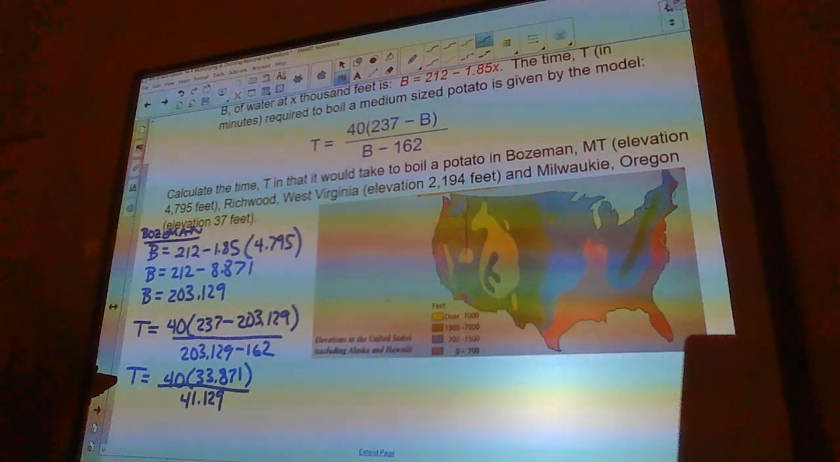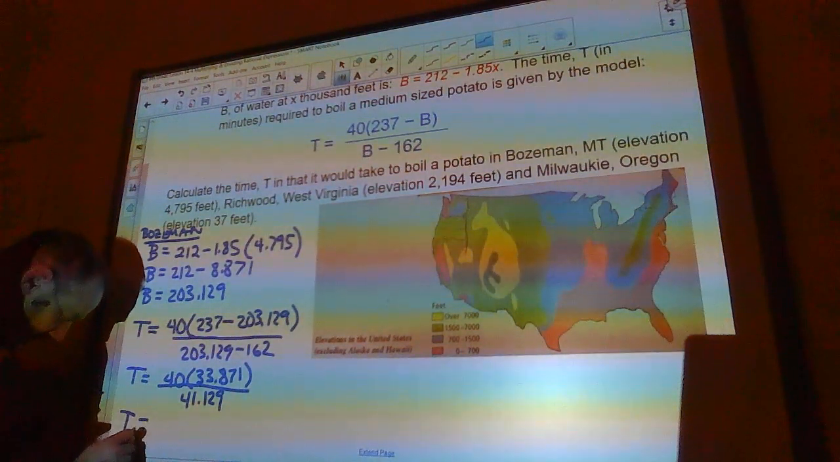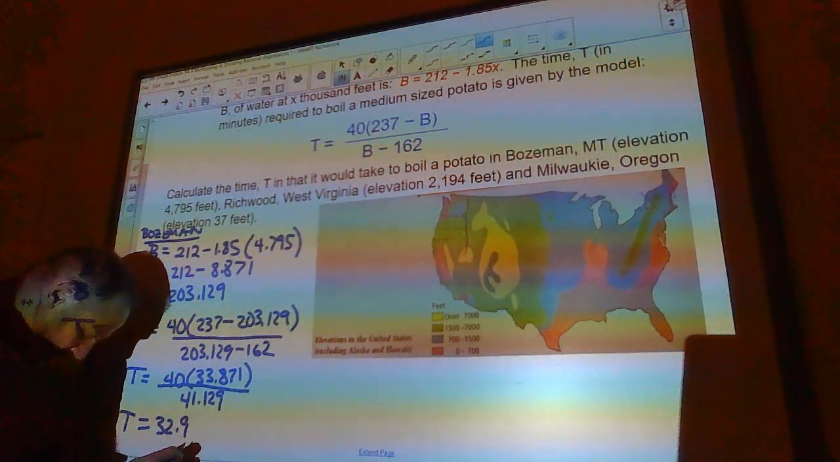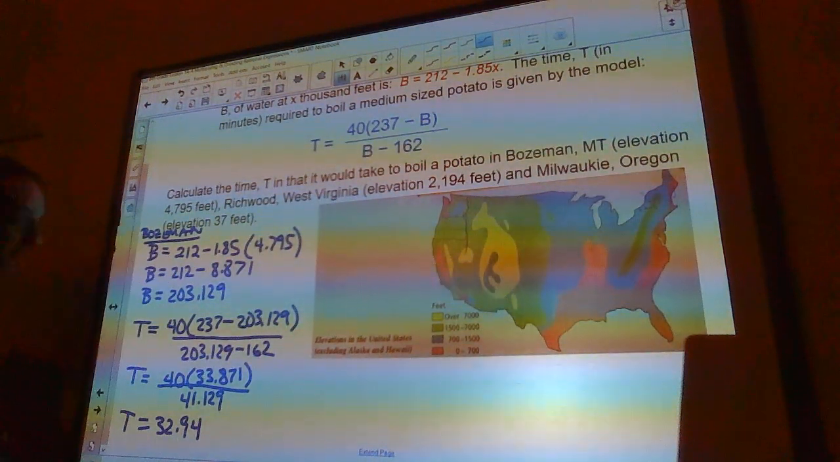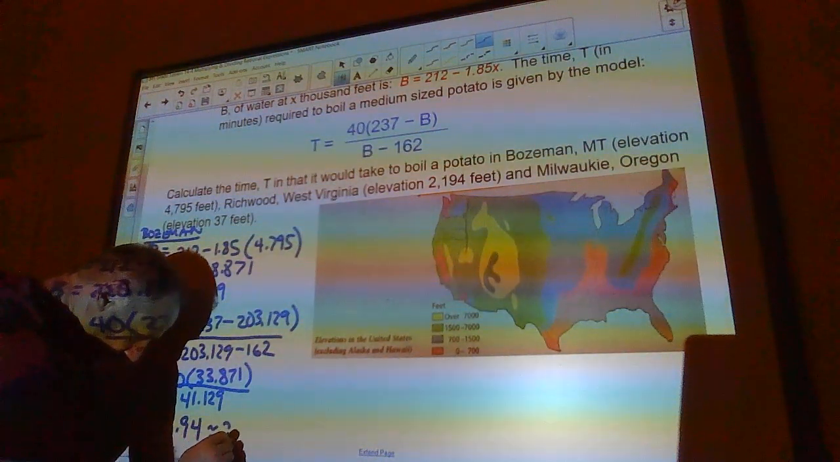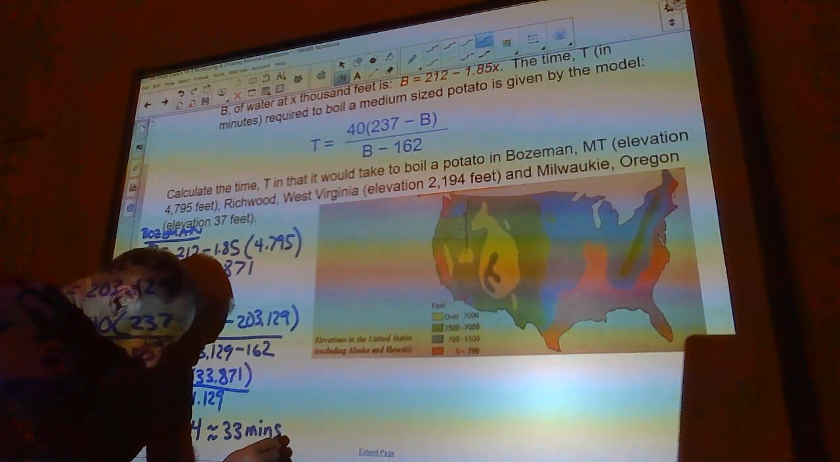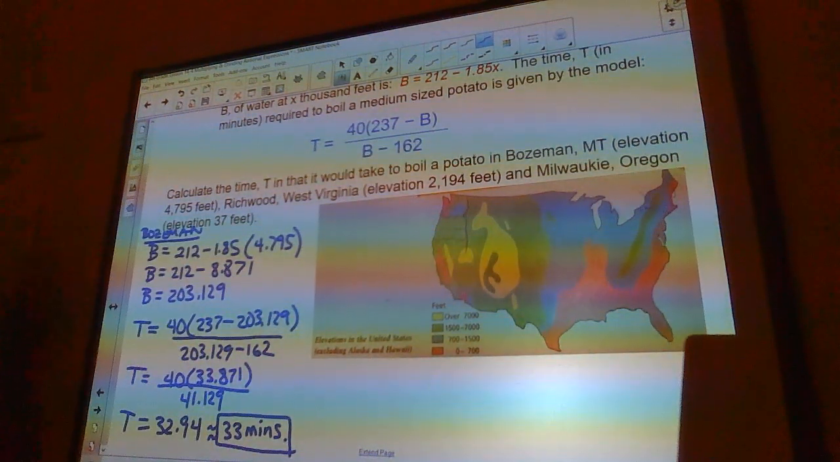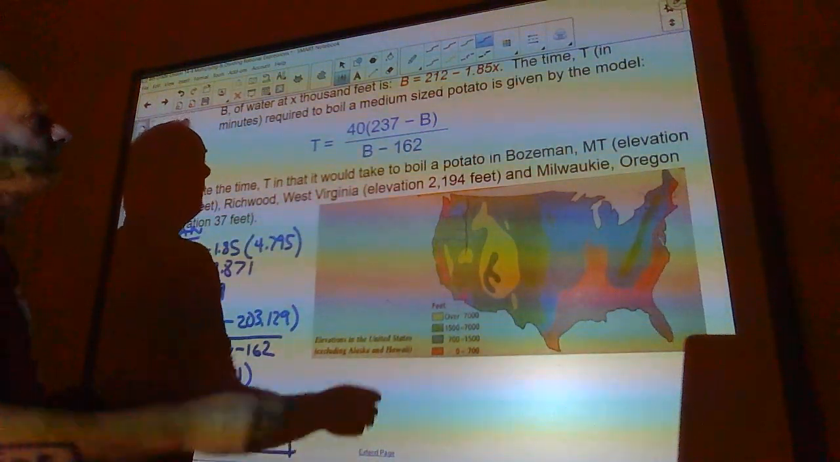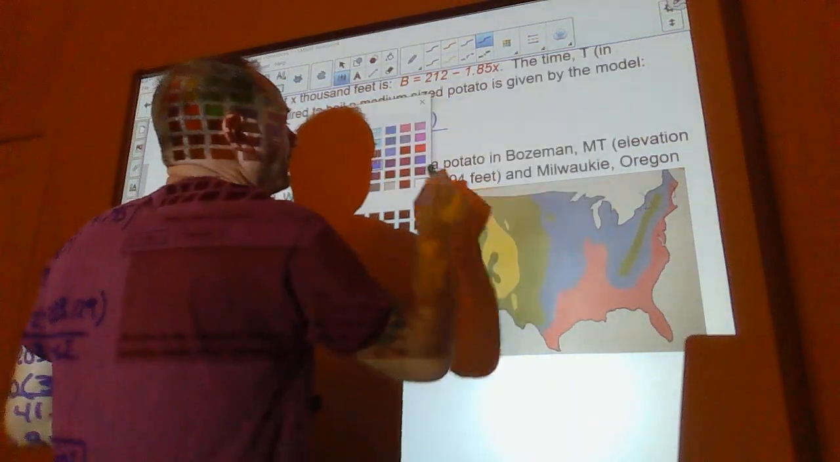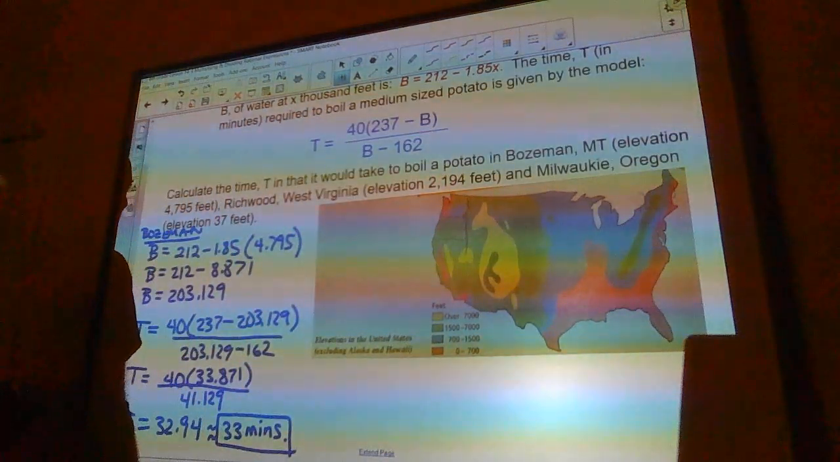So the top, we'll just go ahead and calculate the whole thing. T is going to be 32.94. So I'd probably say 33 minutes. Okay, so Bozeman's going to take about 33 minutes. Okay. Now, let's go to Virginia. We've got to do this all over again.